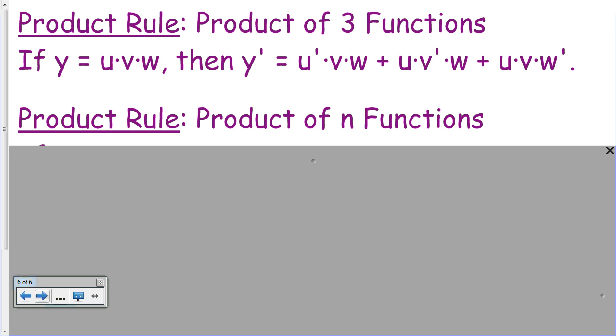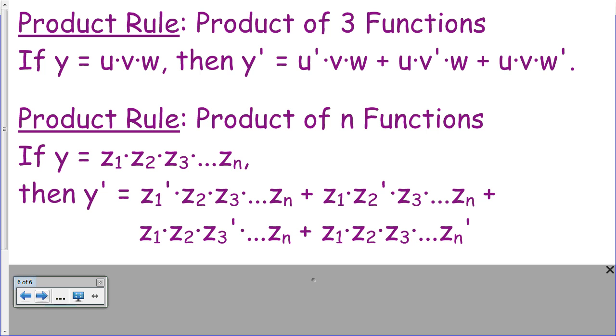What if we have the product of n functions? So in that case, if y is equal to, let's say, z1, z2, z3, all the way up to z sub n are our n functions, if y is equal to the product of z1 times z2 times z3 and so forth, all the way up to z sub n, then y prime is equal to the derivative of the first function, z1 prime, times the other functions, plus the derivative of the second function, z2 prime, times all of the other functions, plus the derivative of the third function, z sub 3 prime, times all of the other functions, plus, and so forth, all the way up to the very last one, which is z sub n prime, times the other functions.